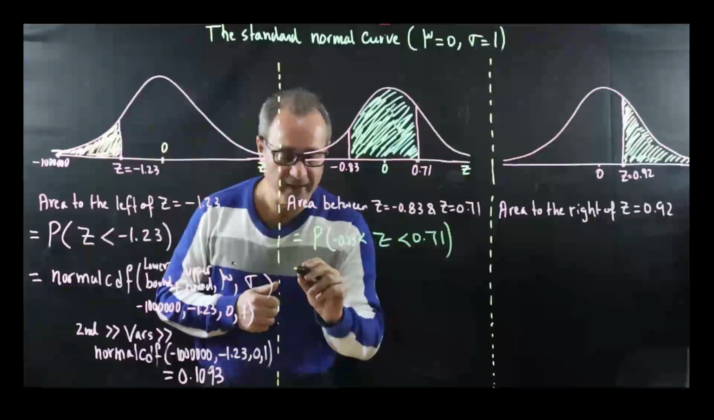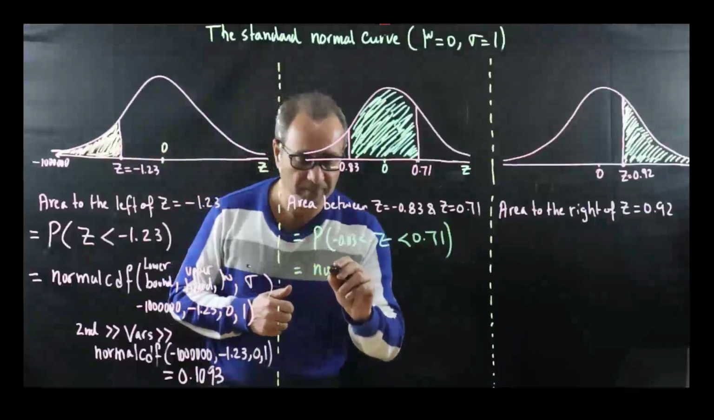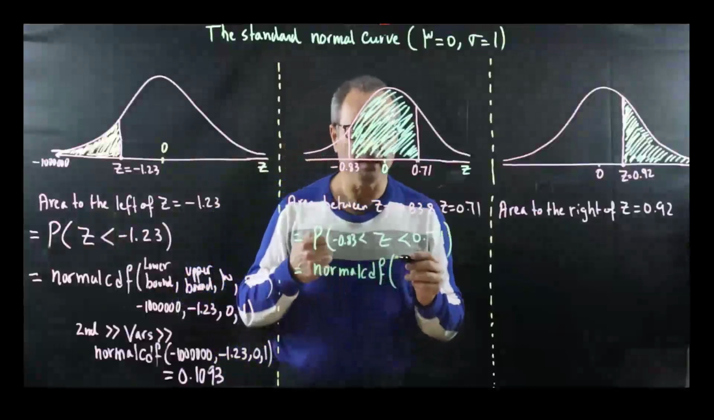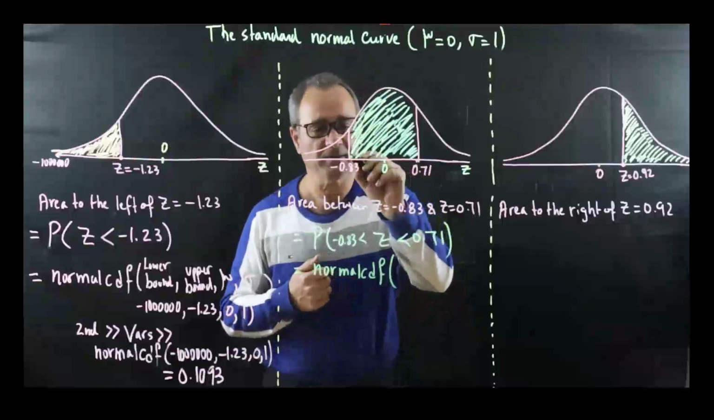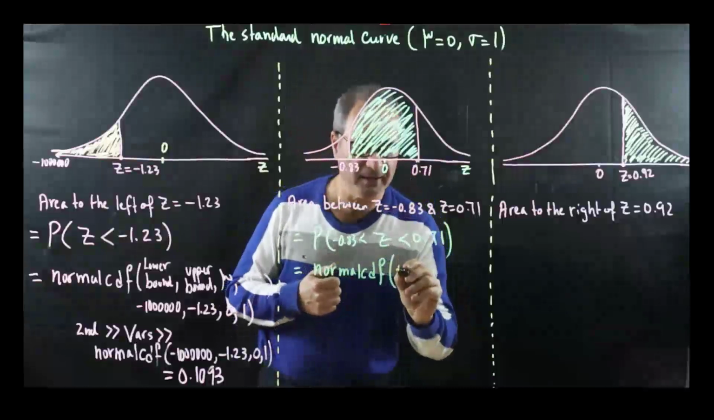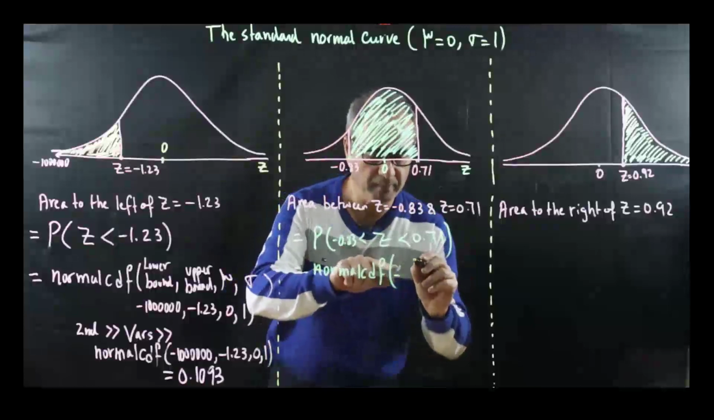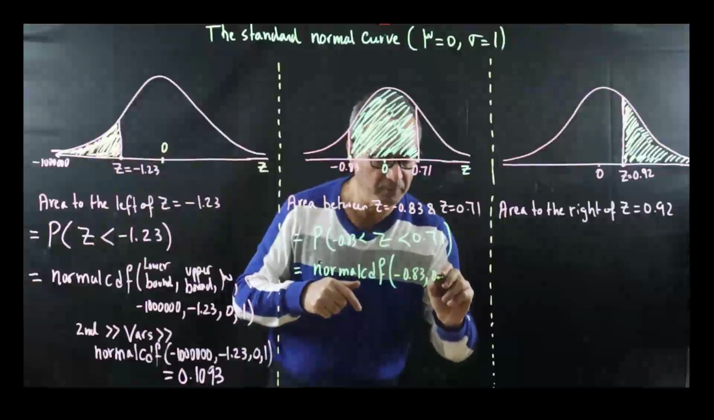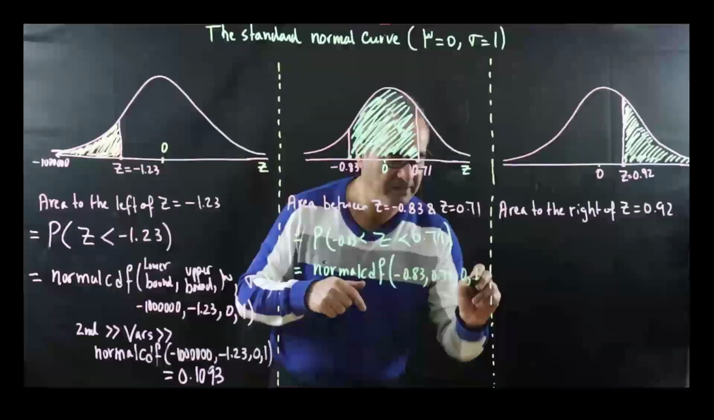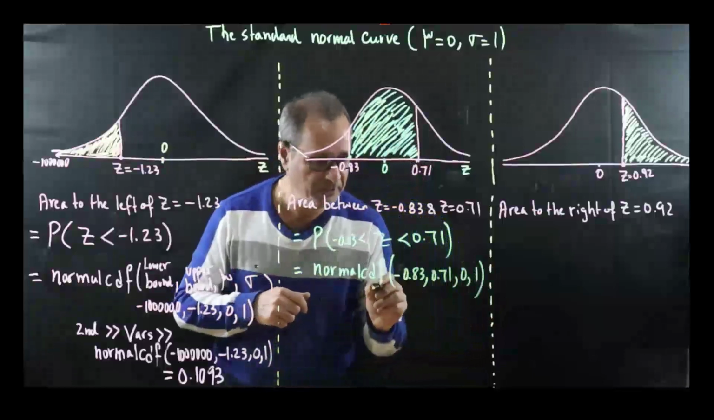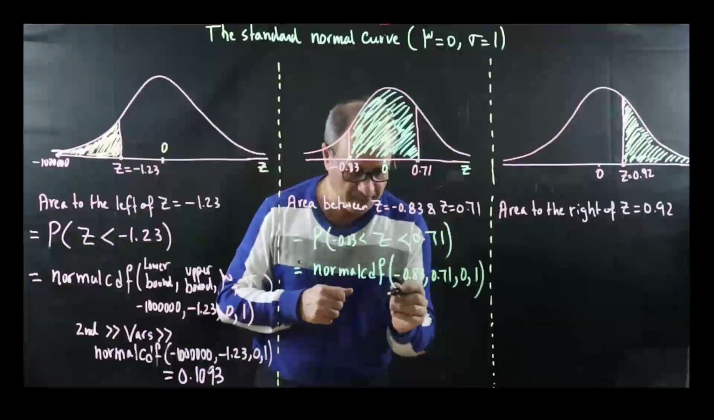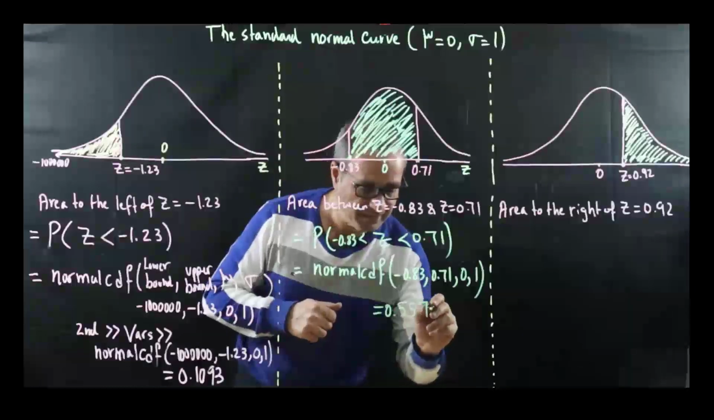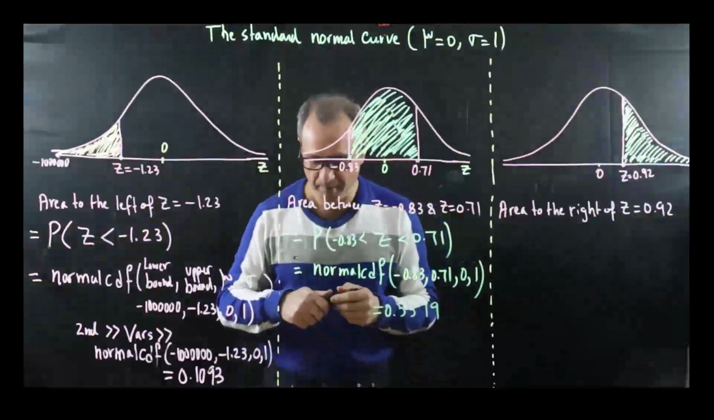You can use the Normalcdf feature. Okay, we need a lower bound and an upper bound. Well, it is obvious that the lower bound is going to be negative 0.83. My upper bound is going to be 0.71. And again, the mean is 0 and the standard deviation is 1. And if you input this into your calculator using the Normalcdf, your answer will be 0.5579. I'm rounding to 4 decimal places.